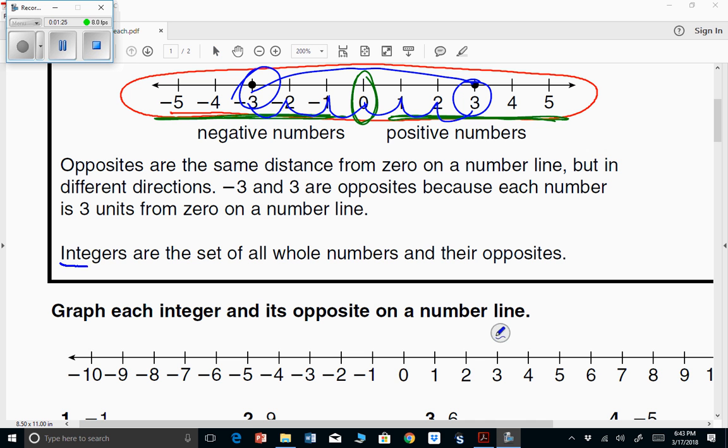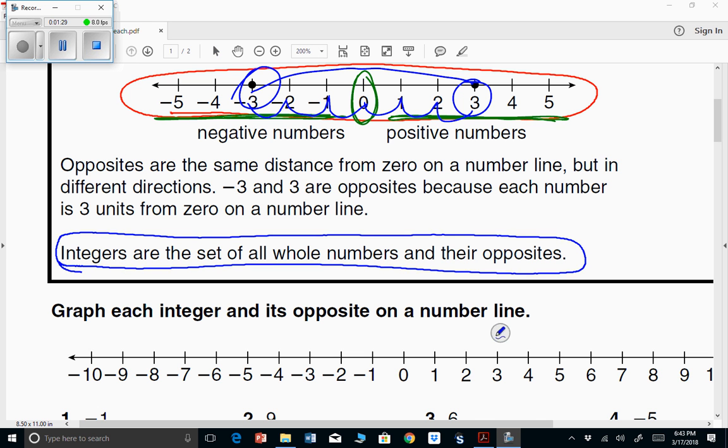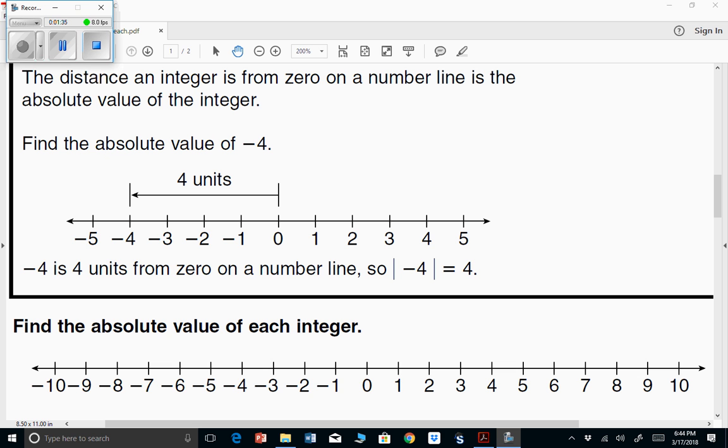And here's a definition for integers that you should put in your notes. Integers are the set of all whole numbers and their opposites. Now here's a concept I don't think you have learned before. It says the distance an integer is from zero on the number line is the absolute value of the integer. Absolute value is a new concept for you in 6th grade. So all it means is how far is the number from zero.